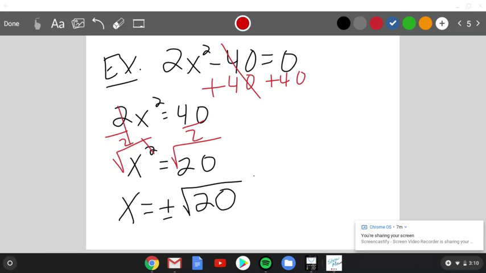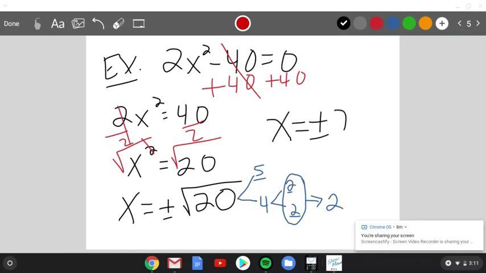So 20, you could start it however you want. The first thing I think of is 4 times 5. Okay, 5 won't break down anymore, but 4 is 2 times 2. And you may have learned this all different ways, but I always think of if you have 2 of the same number, that number can come out of the house. But anything by itself has to stay home. That would be the 5, it has to stay home. It doesn't have a friend. So then we have x equals plus or minus the 2 that comes out of the house, square root the 5 that stays home. We still have 2 solutions, one positive, one negative.